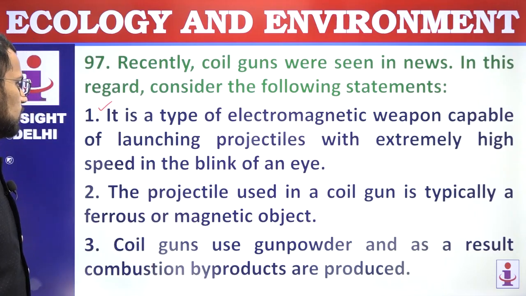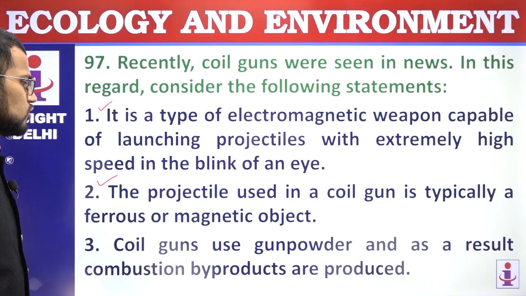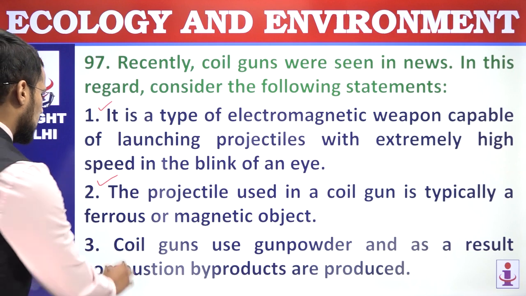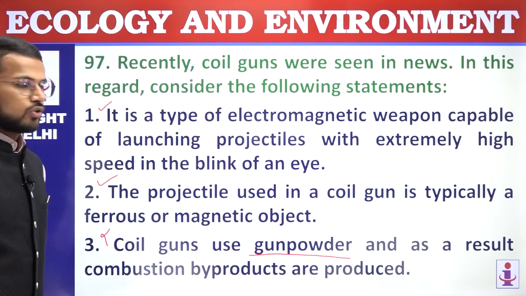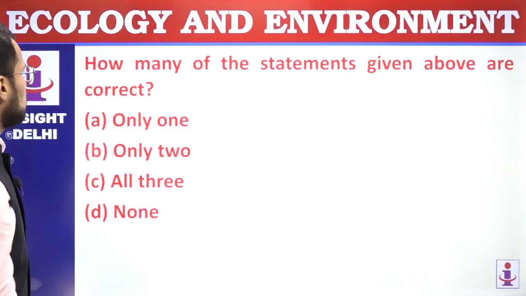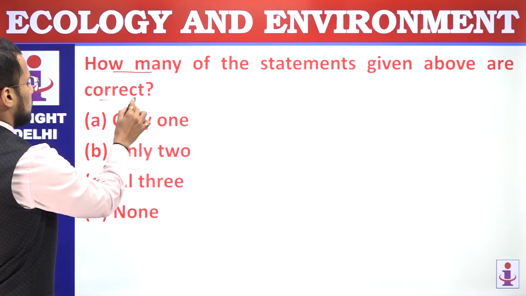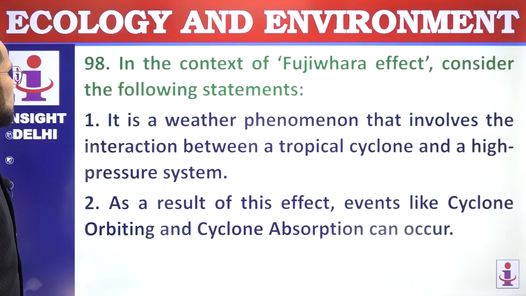Second, the projectile used in a coil gun is typically a ferrous or magnetic object. Correct statement. Third, coil guns use gunpowder and as a result combustion byproducts are produced. Incorrect. Coil guns do not use gunpowder, right? They do not use gunpowder. So only first and second statements are correct. So we are supposed to find out how many statements are correct. Only 2 are correct. Answer is B. 97, answer is B.